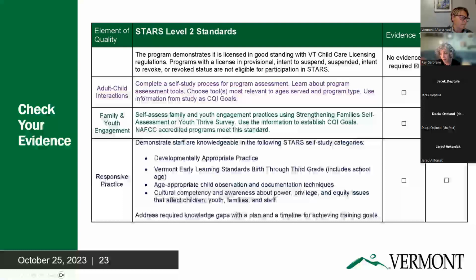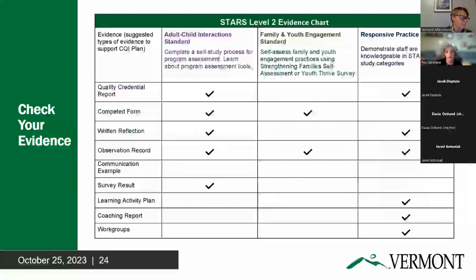There is a table in the guidance manual that gives examples of various evidence types. It's right here. Maggie put it in our slide deck. So these are the various suggested types of evidence to support your CQI plan and your big goals. You can use a quality credential report, completed forms, written reflection, observation records, communication examples, survey results. There are many things that you can use, and you're not tied into just having a book or some document. We wanted to make sure that this was flexible, and that you had various ways to prove that you have the knowledge that you have.